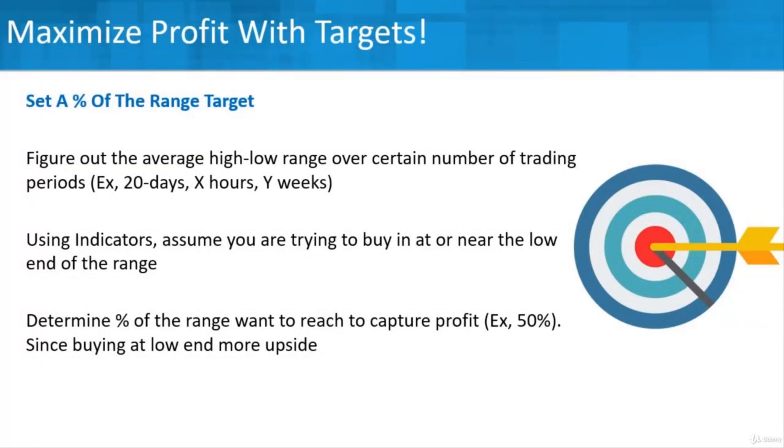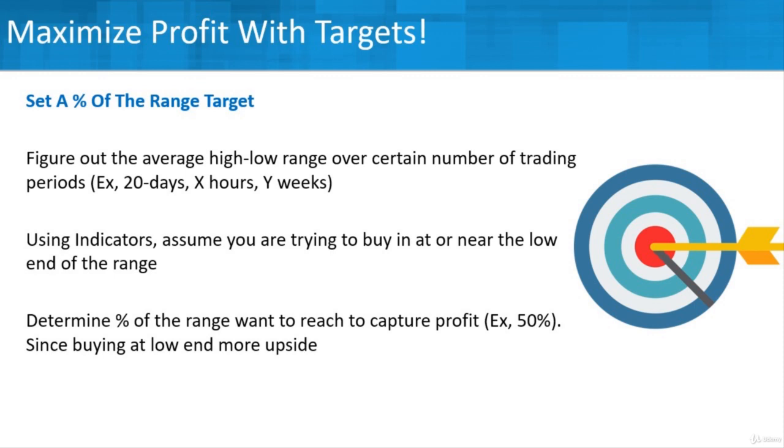So one way to counteract that is to set a percentage of the range target. You could figure out the average high to low range, high price to low price range, over a certain number of trading periods. It could be days, minutes, hours, whatever your trading range is.